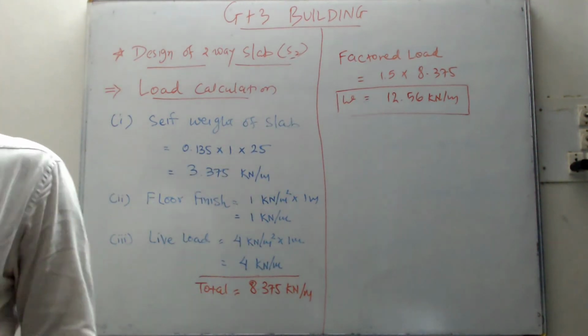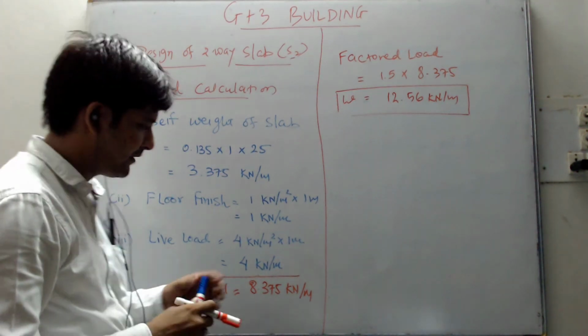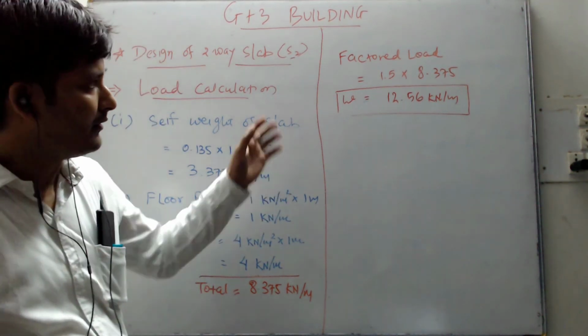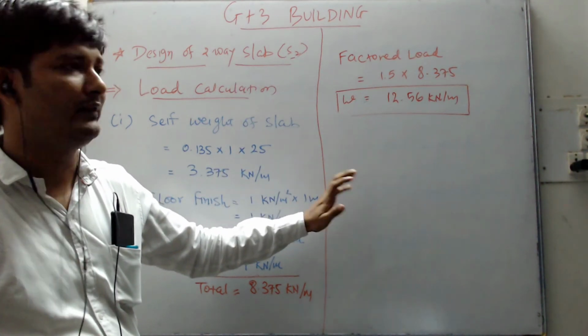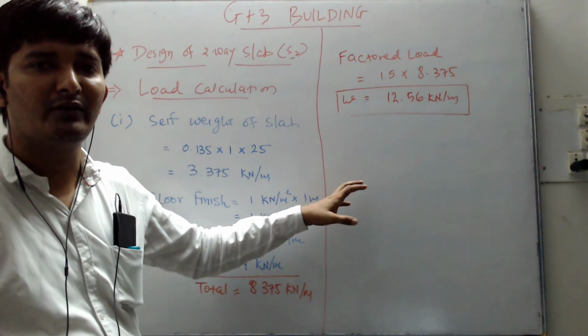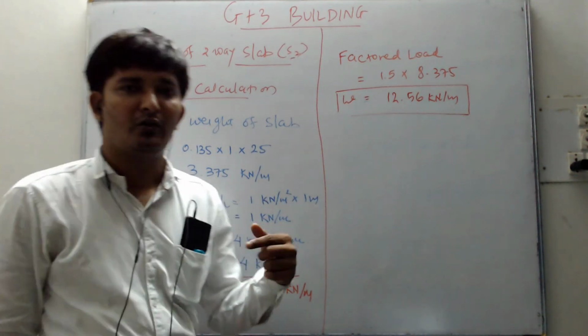Now the design procedure will change compared to a one-way slab. In the next step, we need to calculate the bending moment coefficient. For the bending moment coefficient calculation, there is a separate table given in IS 456-2000. We are going to see that in the next lecture.